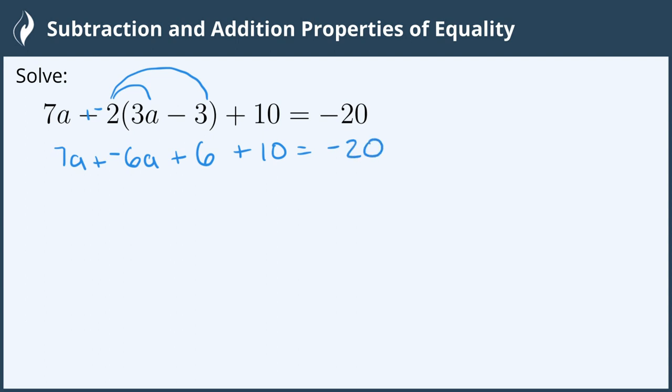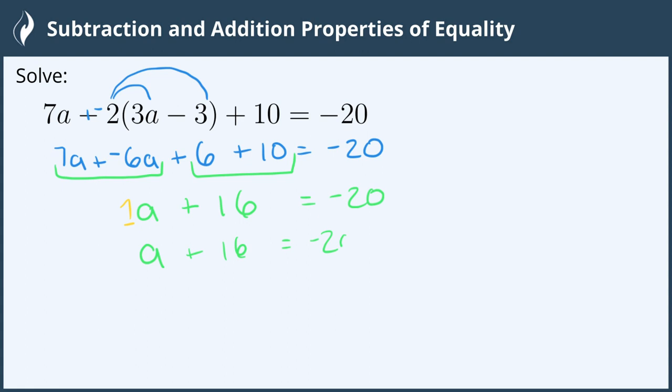Now that we've distributed and those parentheses are no longer blocking our variable, we can combine like terms. These two are like terms, and these two are like terms. 7a plus a negative 6a leaves me with just 1a, and we can just put an a here, although if you want to put a 1 here as well, that's up to you, but 1 times a is just a. Then we can add 6 plus 10, which is 16, and copy everything else down. So we get a plus 16 equals negative 20.